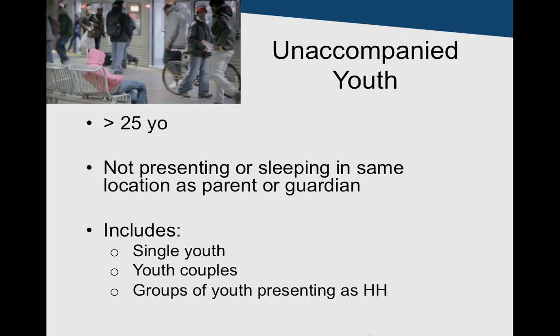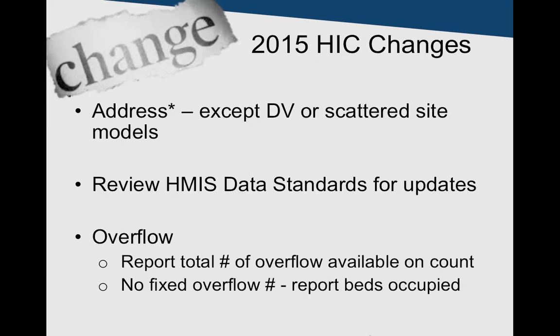Unaccompanied youth are persons under the age of 25 who are not presenting or sleeping in the same location as their parent or legal guardian, including single youth, youth couples, and groups of youth presenting as a household. For purposes of the PIC count, parenting youth are distinct from unaccompanied youth. Data on youth households is a subset of all household data. Youth included in the youth household table and related demographic data should still be included in all household data.